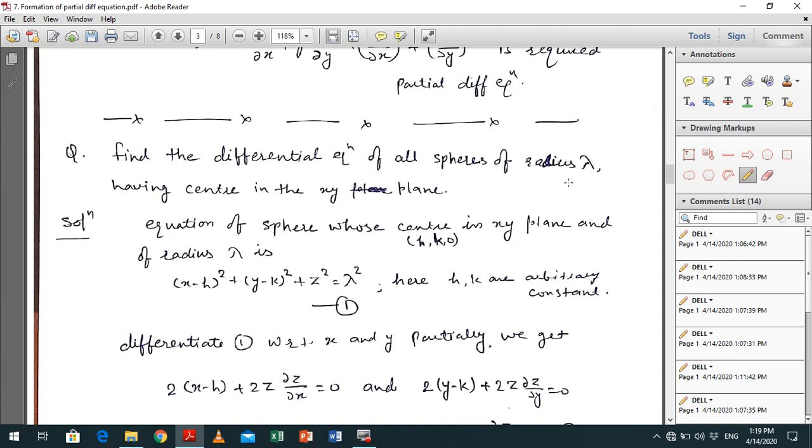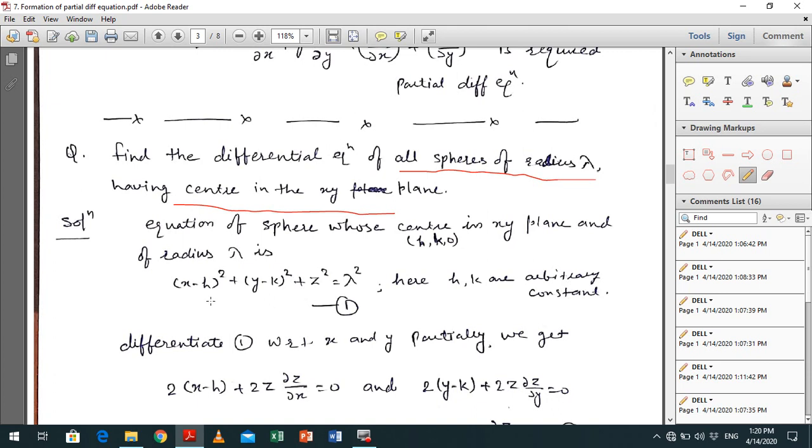Now, all spheres of radius lambda. What is the equation of such a sphere? This is a family of spheres. Then the equation of such a sphere is x minus h whole square plus y minus k whole square plus z square equals lambda square. Here the radius of such a sphere is constant, which is lambda, and second, the center lies in the xy plane. So in the xy plane the z coordinate becomes 0, so the center coordinate might be h, k, 0.